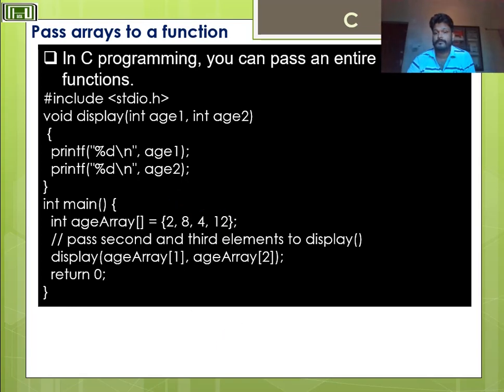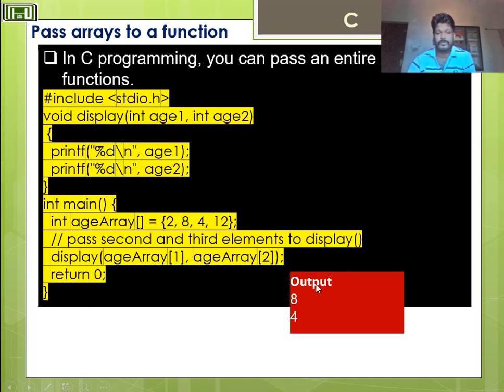So it will pass to this function age1 and age2, then it is displayed in the output. So 8 and 4 are displayed because this is index 0, this is index 1, then 2, then 3, like that. So first you need to call the age array of 1, that is 8, then age array of 2, that is 4. At index 2 we have 4. So here you can pass an array to a function.